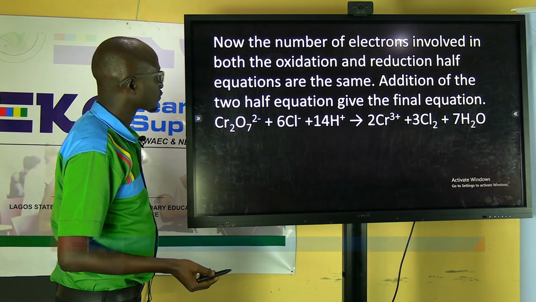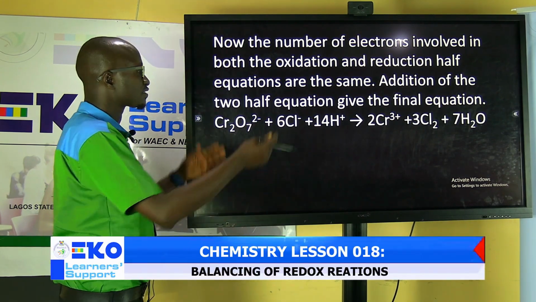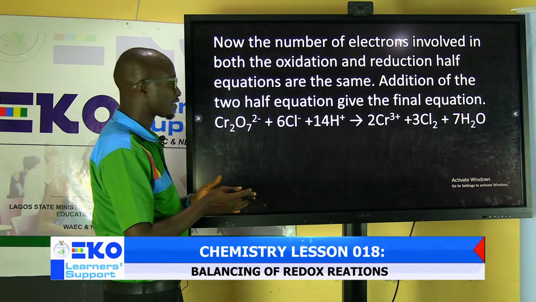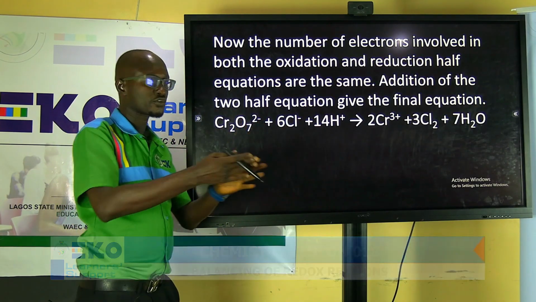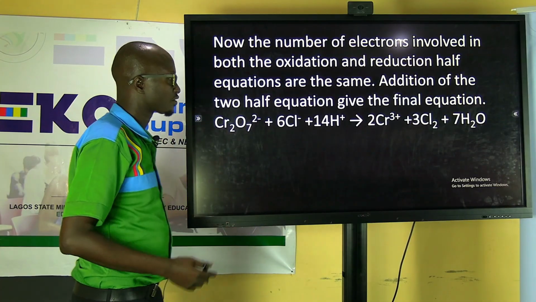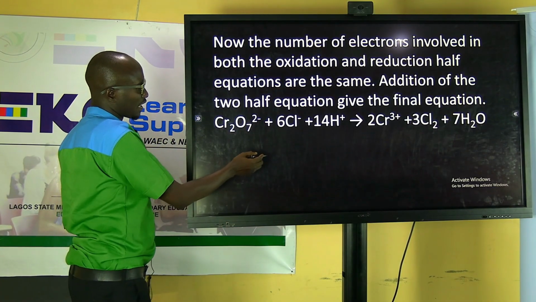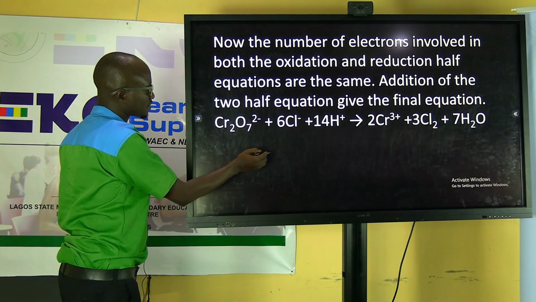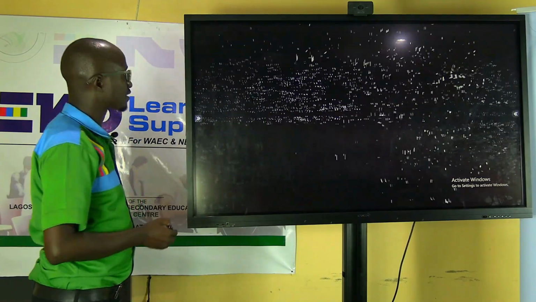So addition of the 2 half equations gives the final equation. Once they are balanced, we now add them up together. And that is the end of balancing that redox reaction. So I believe we have been able to understand that. Let's move on to the next.